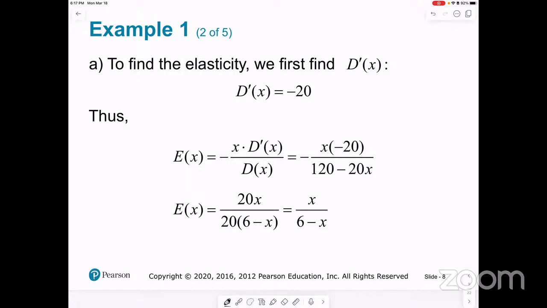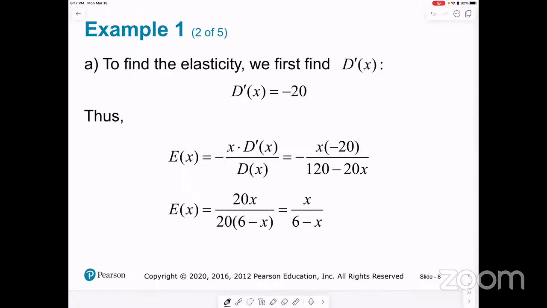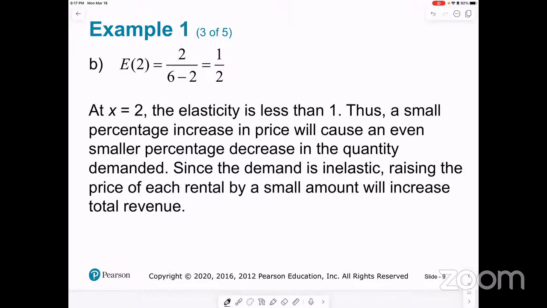Okay, so our D prime was -20, so our elasticity was X over 6 minus X. We got that. When X is 2, the elasticity was 1/2, which is less than 1. Thus, a small percentage increase in price will cause an even smaller percentage decrease in the quantity demanded. Since the demand is inelastic, raising the price of each rental by a small amount will increase the total revenue, right? So that's essentially what we were saying.